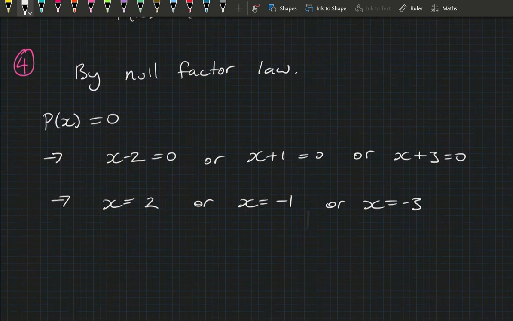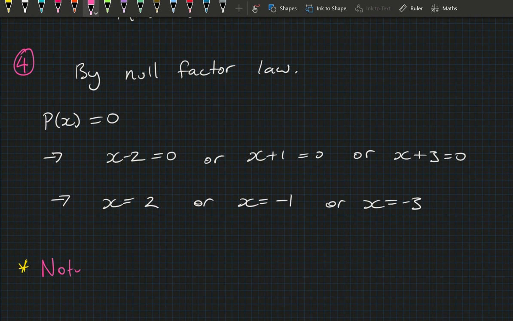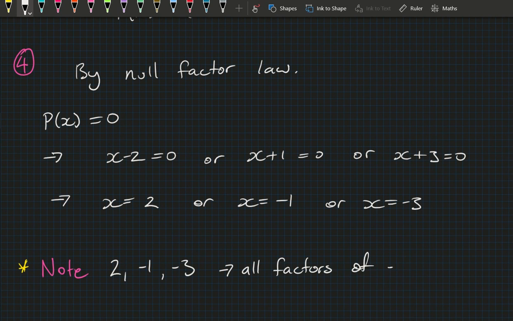Alright, and I just want to make another note here that 2, minus 1, minus 3 are all factors of minus 6. And as I said, you should look out for that when we've only got x's on their own. They're not multiplied by anything. Alright, there's a lot of work here to do. I don't expect it to be easy first time around, but with a bit of practice and taking the notes down for the 4 steps, as long as you've mastered the remainder theorem, you will get this, okay?